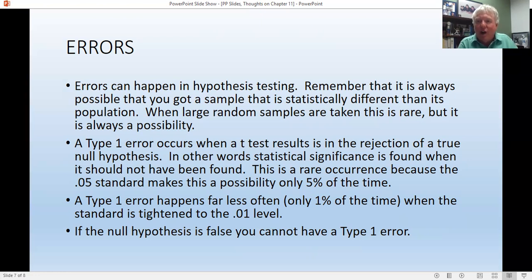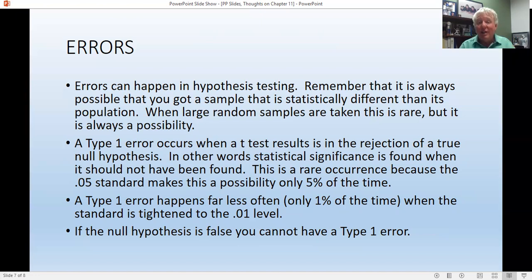It's just like winning the lottery. It almost never will happen, but it can happen. So there are two types of errors, type 1 error and type 2 error. First, type 1 error. A type 1 error occurs when a t-test results in the rejection of a true null hypothesis. In other words, you find statistical significance when you shouldn't have found it.